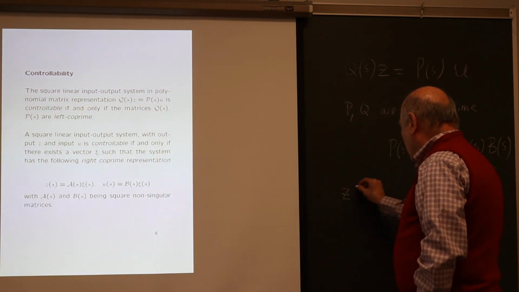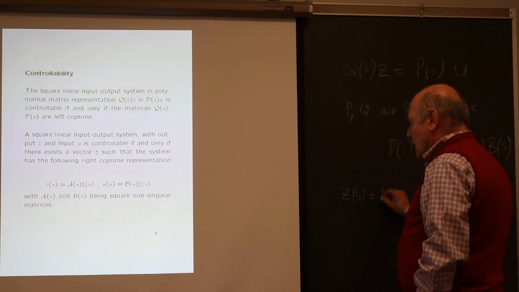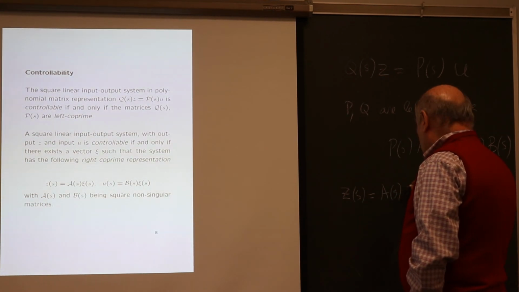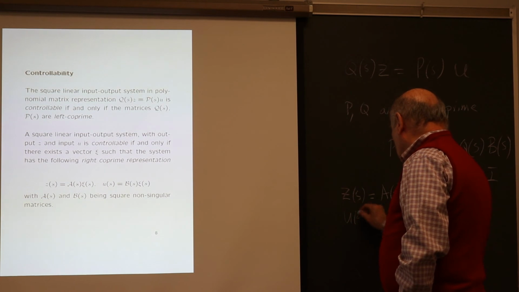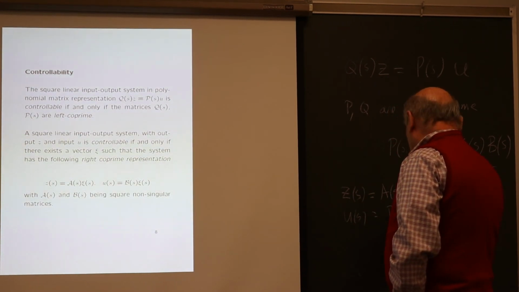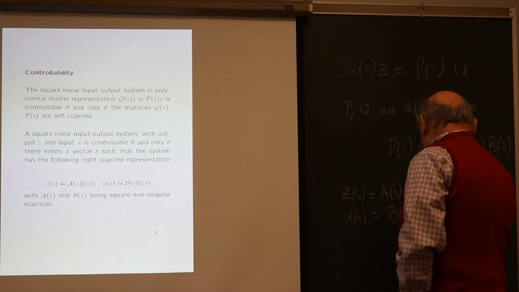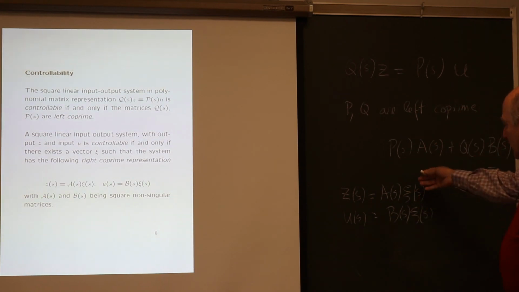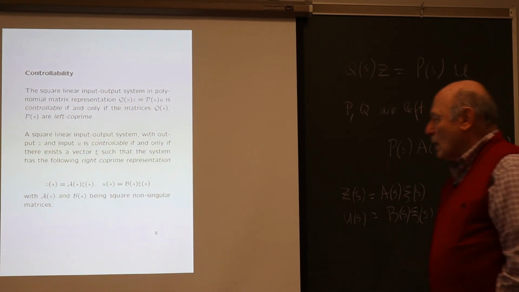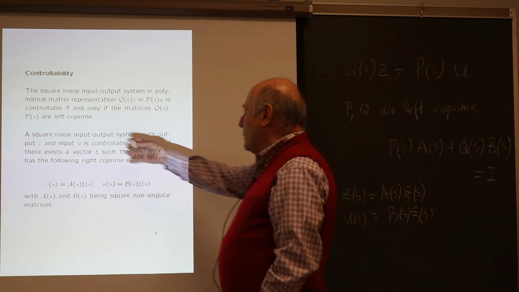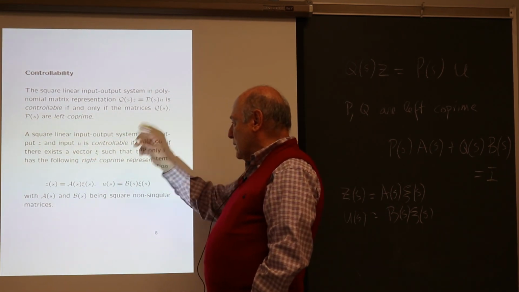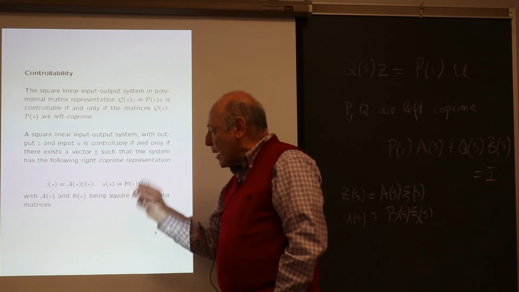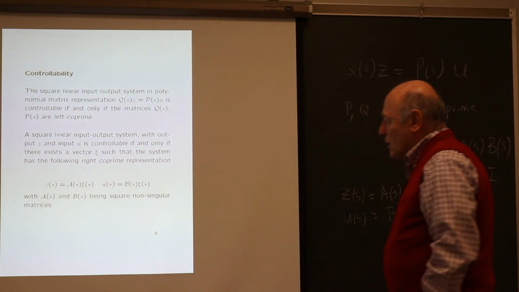If we let u(s) be represented as A(s) times c(s), and y(s) be represented as B(s) times c(s), the existence of that vector c is guaranteed by the coprimeness. Therefore, we will say that the two systems are left coprime. This is called the right coprime representation.